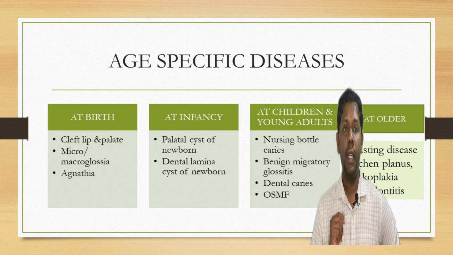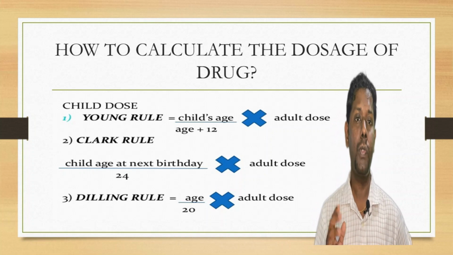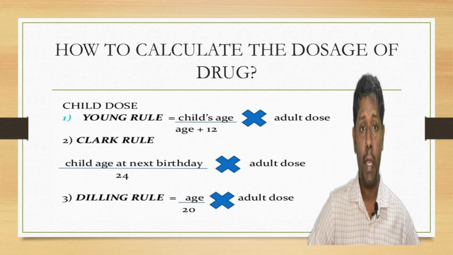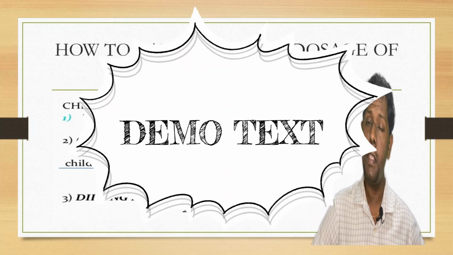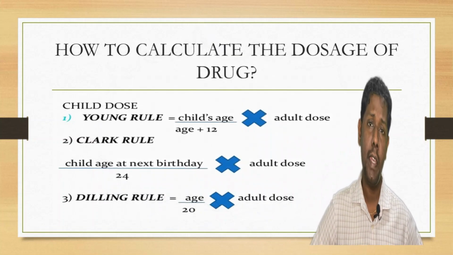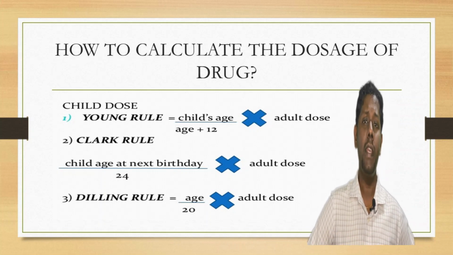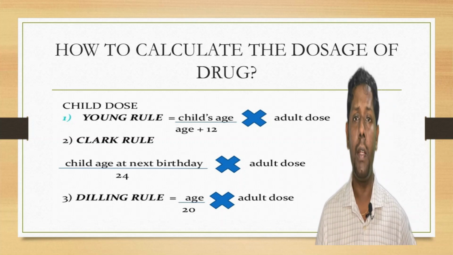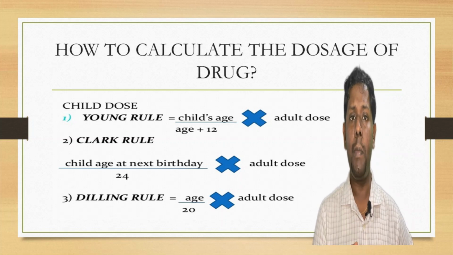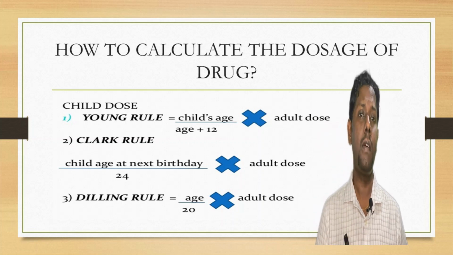So coming to the next purpose, that is age dosage formula. There are various age dosage formulas like Clark's rule, Young's rule and Dilling's rule. Coming to Young's rule, what is the formula? It is child's age divided by age plus 12 into adult dose. Coming to Clark's rule, it is child's age at the next birthday divided by 24 into adult dose. Coming to the last one, Dilling's rule, age divided by 20 into adult dose. These are the various age dosage formulas by which the tablets or the medication which you are going to give to the particular patient can be determined. So this is the purpose for asking.